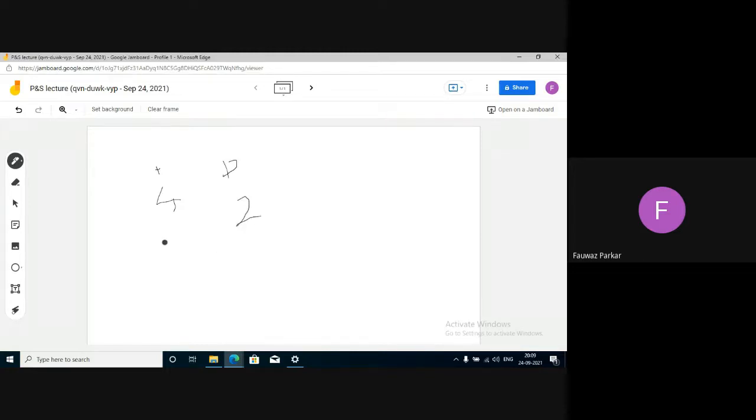Fine. If in this theory I get 5 points out of 10, and in the practical I have got 10 points. So weighted average means what? I will not directly take an average of this. What I will do is 4 into 5.